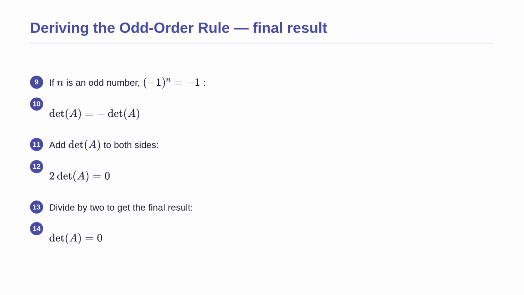Bringing it all together, if n is an odd number, like 3 or 5, multiplying negative 1 by itself an odd number of times results in negative 1. This leaves us with a fascinating logical statement. The determinant of our matrix is equal to its own negative. In the realm of ordinary numbers, there is only one single number that is equal to its own negative. By adding the determinant to both sides and dividing by 2, we prove our final result. The determinant must be exactly 0. We have now mathematically proven why odd-dimensional rotational forces completely flatten geometric space.